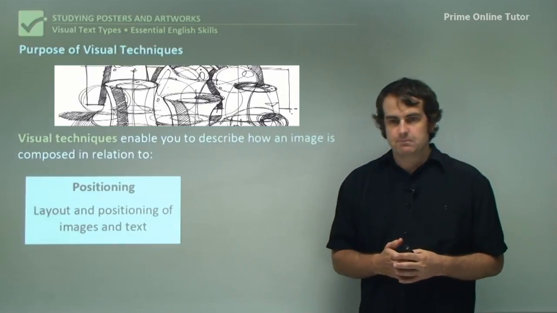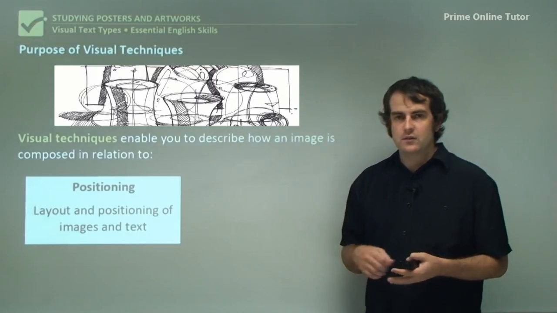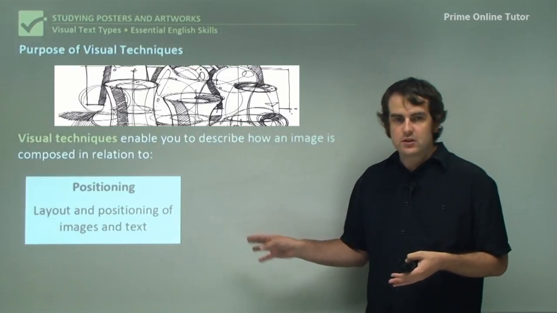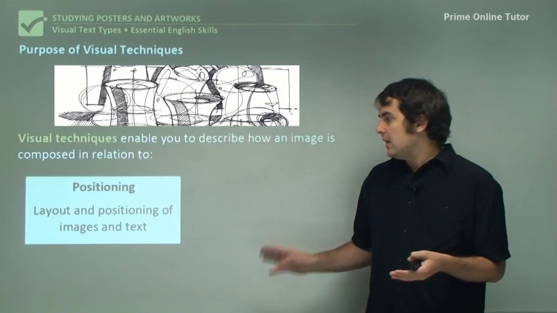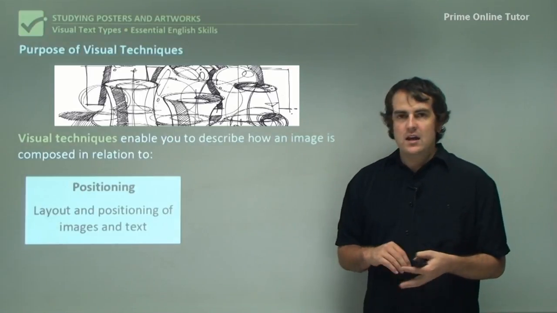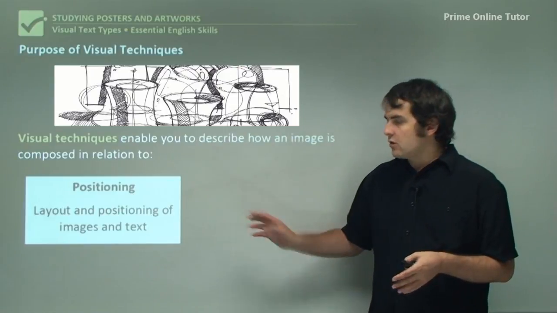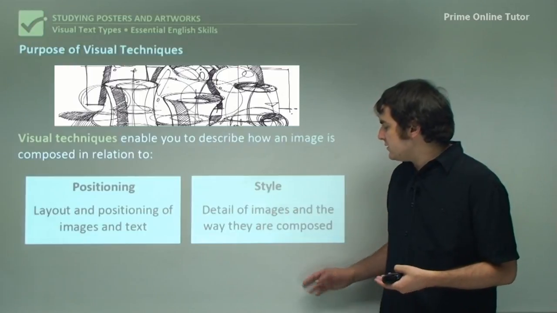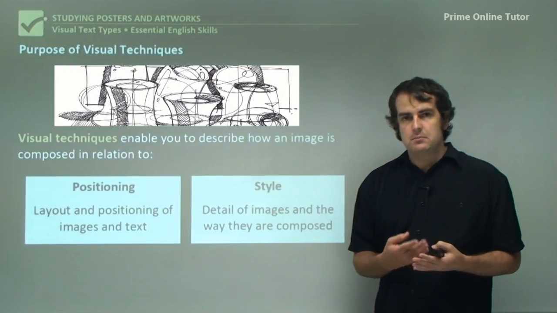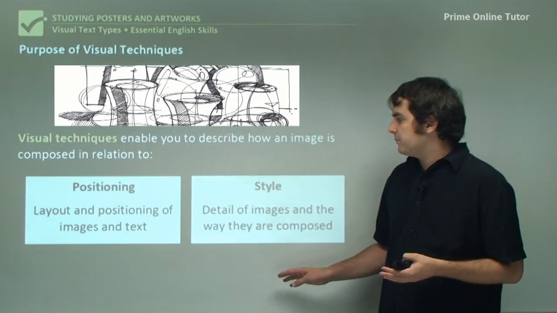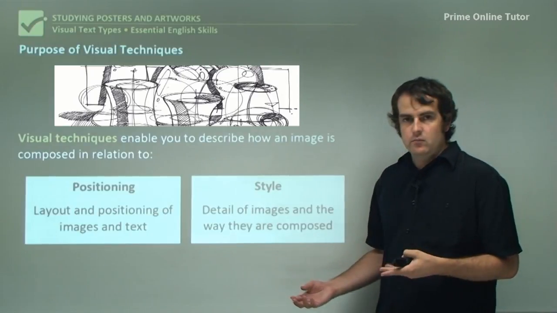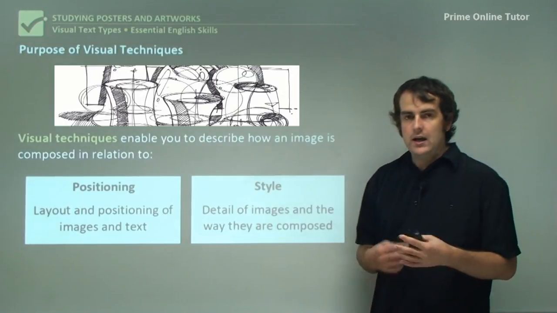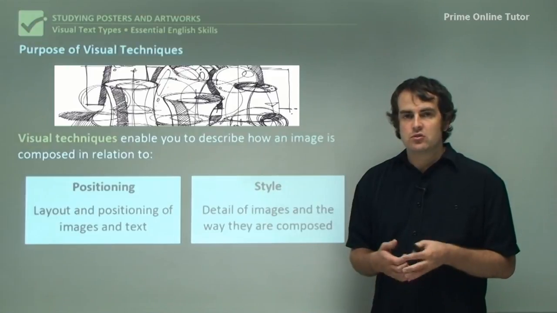First of all, it's positioning: the layout and positioning of images and text. We looked at a couple of those considerations before, when we mentioned that you look at the size and shape and layout. Well, that includes all of those things, and when you're describing it, you'll be using those to describe the positioning of things, how they're all arranged. You'll also be looking at the style, as in the details of images and the way that they're composed. So one looks at the layout, where everything is placed, and one looks at the actual style and the way that a particular image is constructed as well.